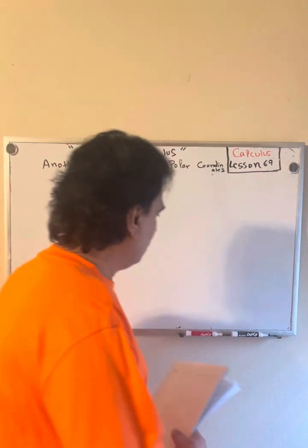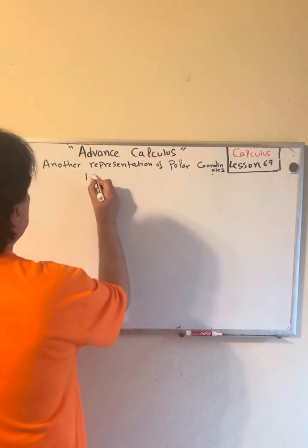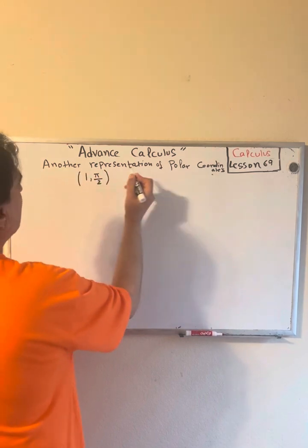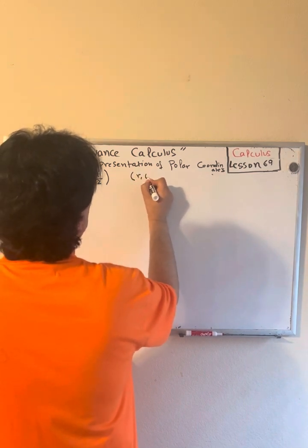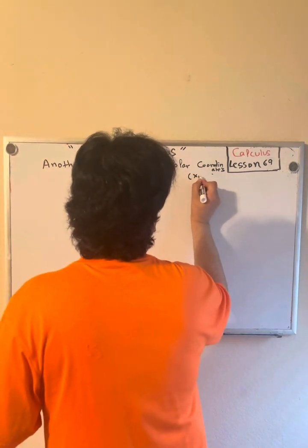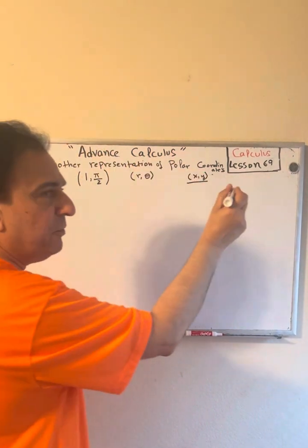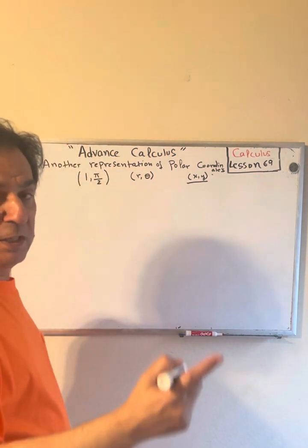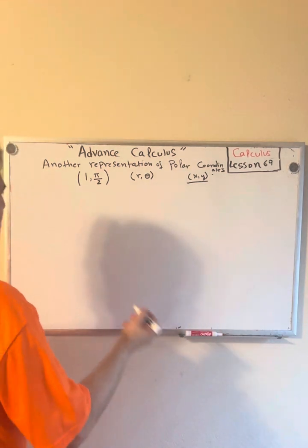Let's see how. So let's say you have 1 and pi over 2, and we would like to plot these. As you recall, in polar coordinates you have r and then you have theta, right? And in Cartesian coordinates you have x and y, and that's it. You cannot change this. This is non-changeable. Whatever your point is on the graph, that is it. But in the case of polar coordinates, you'll see that we can have a variety of different representations.